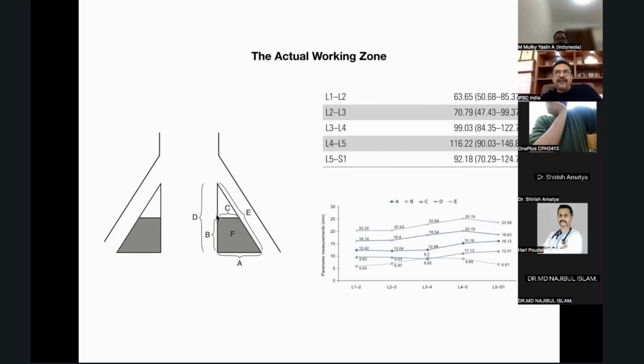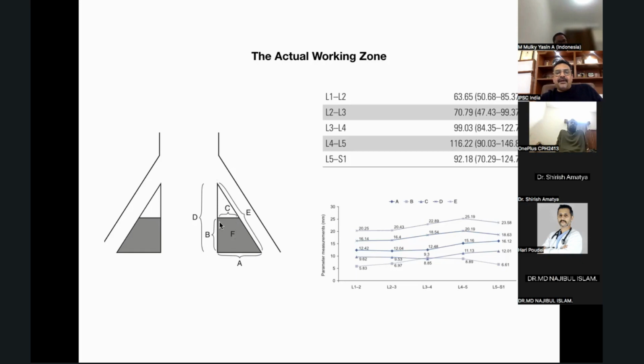the discal space, L5S1. So it is not a dural lining which is there. Now we have the S1 root which goes like this. So the S1 root is already exiting the dural sac above the L5S1 disc. And basically it starts going laterally, and that reduces this working zone.